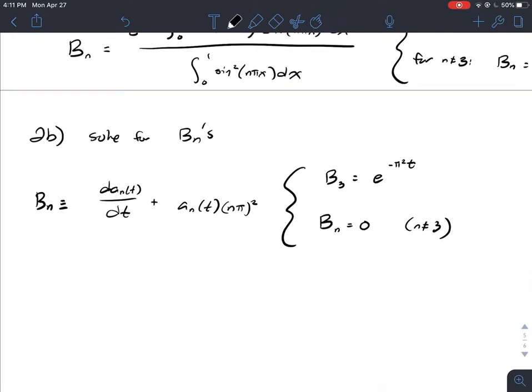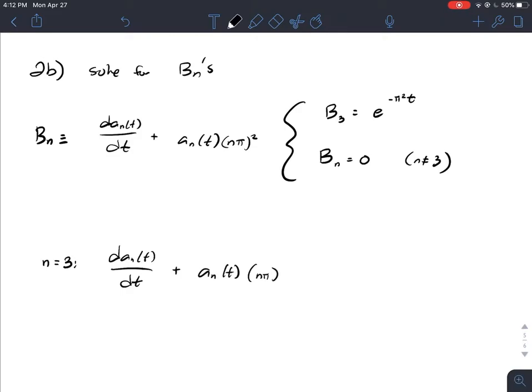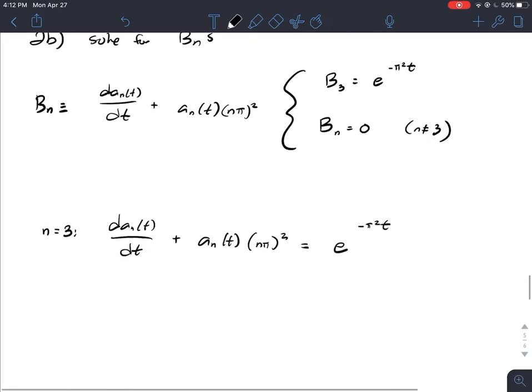So then we're going to have two first-order differential equations that we need to solve now, which is nice and fun. So let's first take a look at the n equals 3 case, because that will generate solutions that are necessarily not zero. In solving this diff EQ, we have this explicit relationship: d a sub n of t dt plus a sub n of t times n pi squared is equal to e raised to the negative pi squared t.